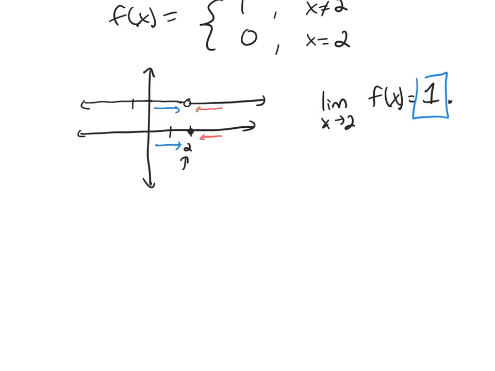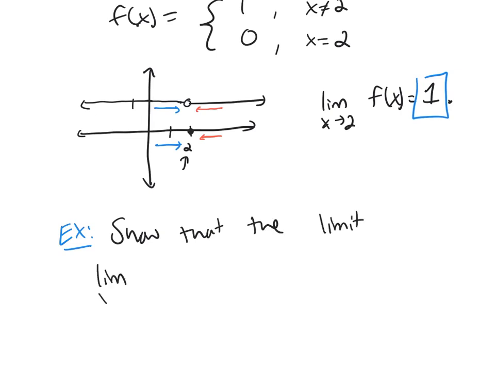Let's look at our next example. What I want us to do is show that the limit as x goes to 0 of the absolute value of x over x does not exist.